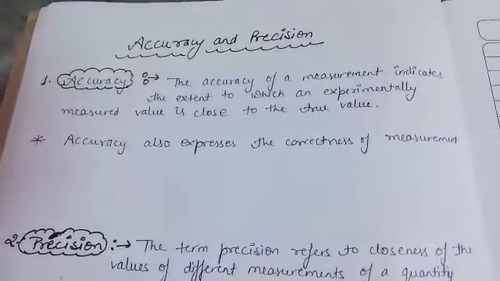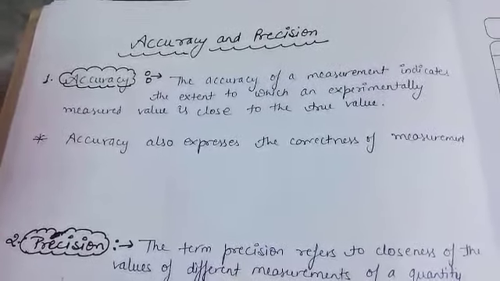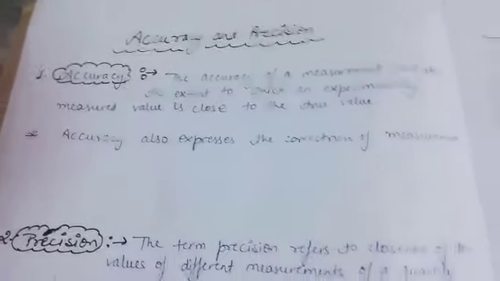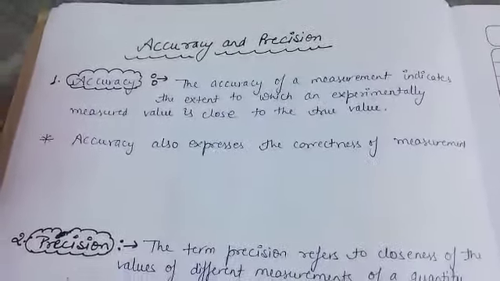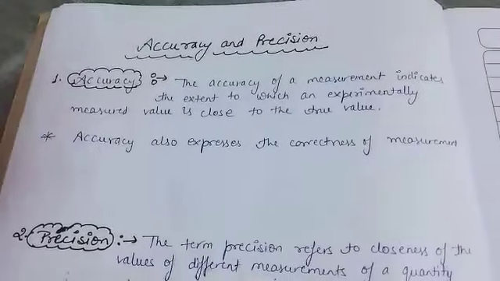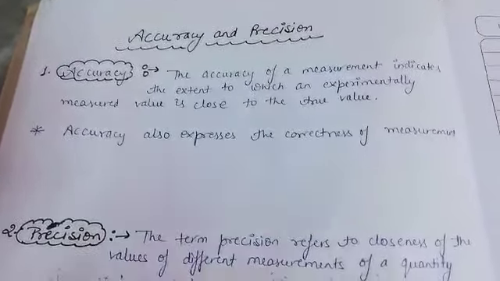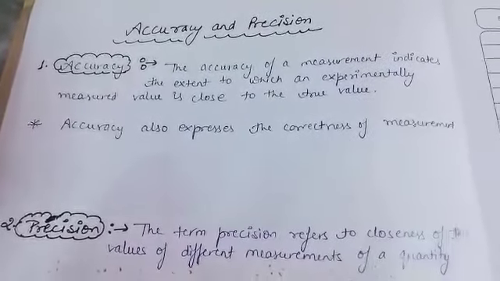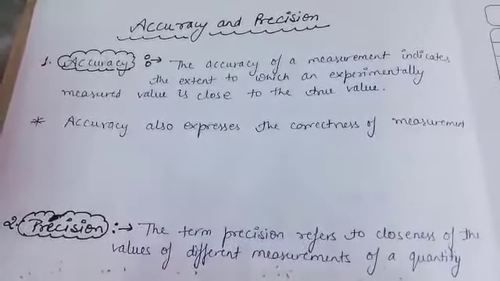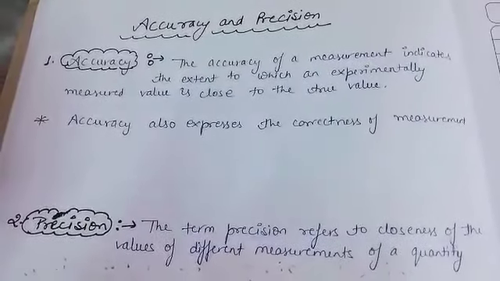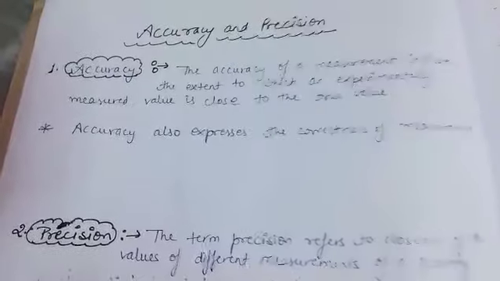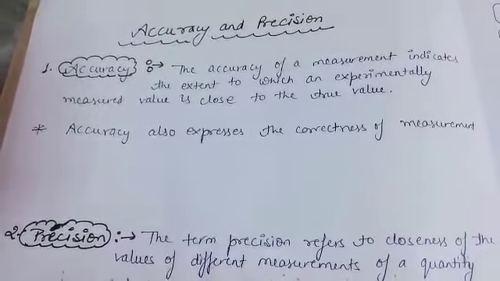Good morning, everyone. The topic we are starting today is accuracy and precision. Both terms are important from the exam point of view. In the case of accuracy, this term is very common because we use it several times. If your answer is accurate, it means your answer is perfect, whatever is required. In terms of definition, accuracy generally expresses the correctness of a measurement.